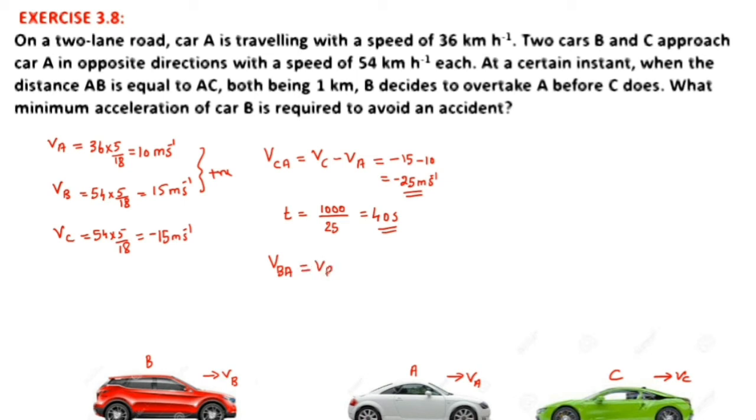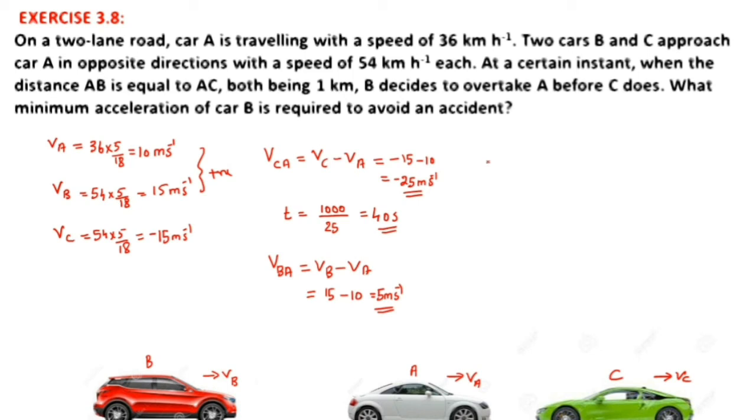We can write VB minus VA. What is VB here? We have already discussed that. VB is 15, minus VA which is 10, so the relative velocity is equal to 5 meter per second. Now car B has to accelerate. What minimum acceleration should it have in order to cross car A?